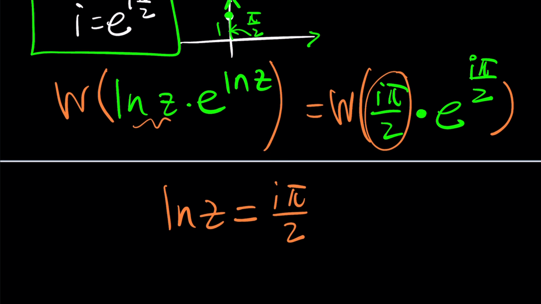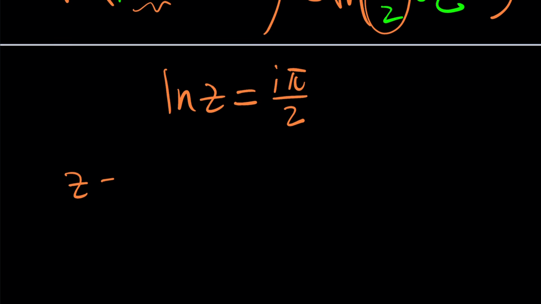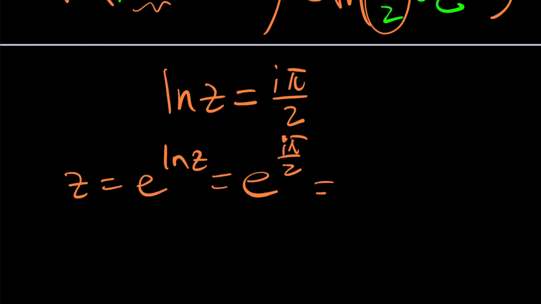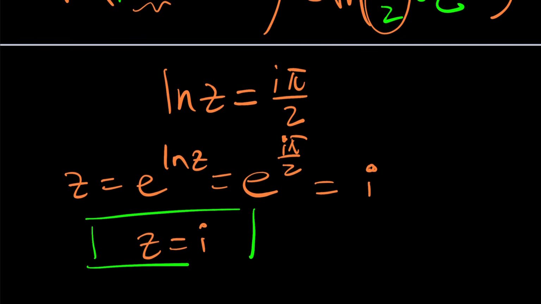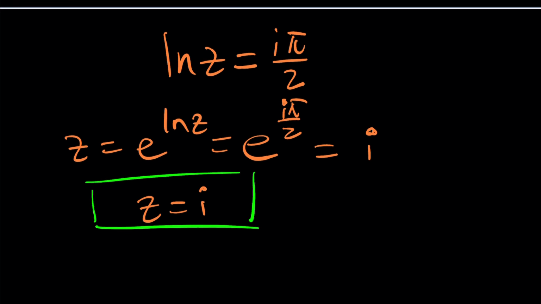Okay, what does that mean though, right? I mean, you're solving for z, but remember, z is e to the power ln z, which is e to the power i pi over 2. Uh-oh, that comes up again, and that is exactly i. So z equals i solves this problem, and that seems to be the only solution to this problem as far as I know. But correct me if I'm wrong.